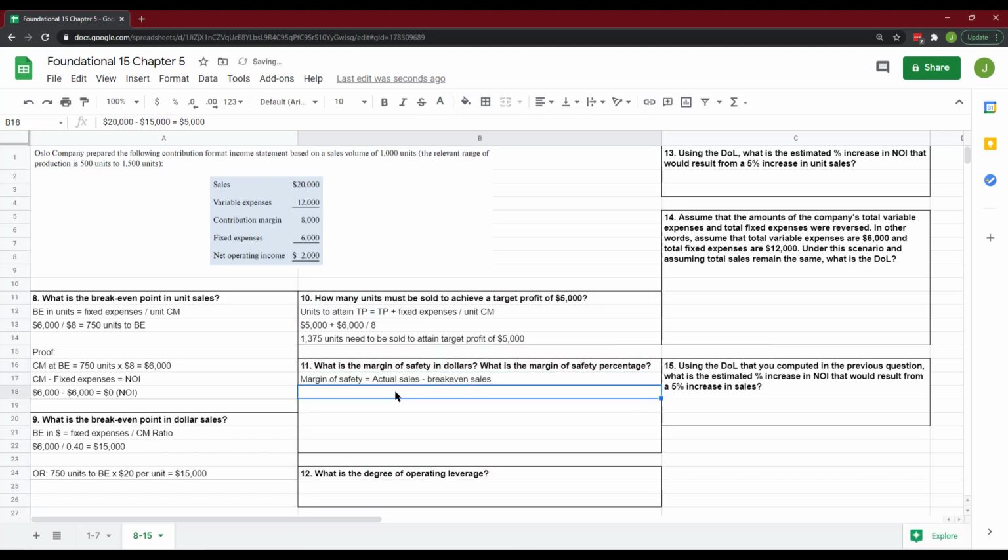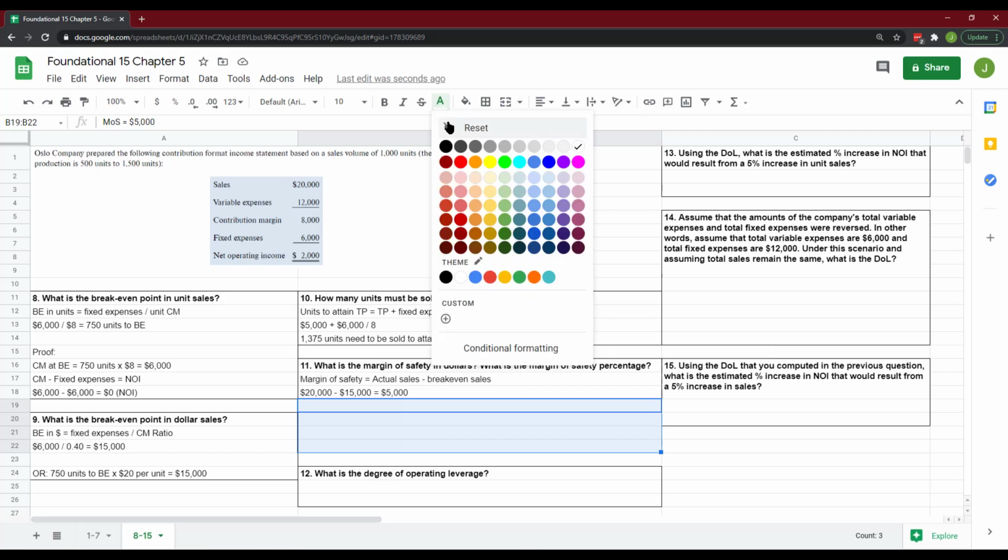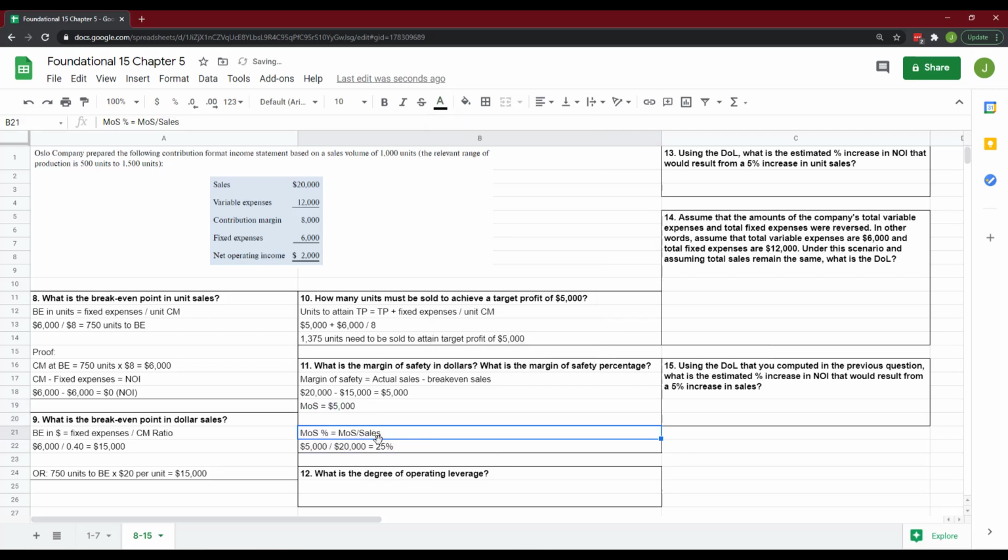Okay, so margin of safety is just actual sales minus your break-even sales. So we'll take then the $20,000 minus the $15,000 gives us a margin of safety of $5,000. But then it also asks us, what is the margin of safety percentage? That is just asking, what is that margin of safety in dollars divided by your sales? So what is it as a percentage of sales? So we'll just do the $5,000 divided by the $20,000 to convert it to a percentage. So that would give us a 25% margin of safety.